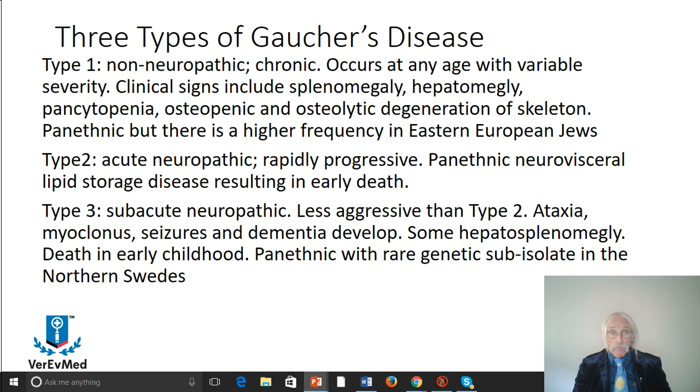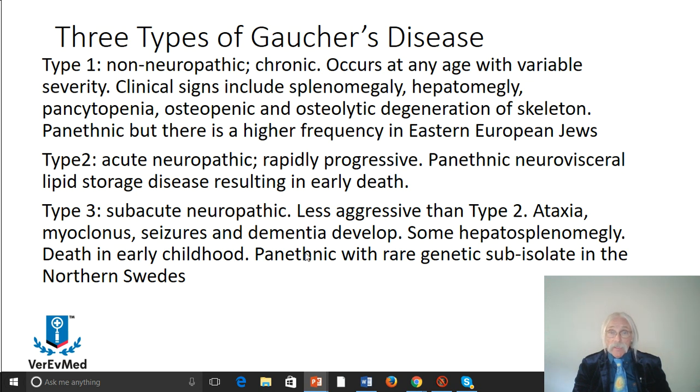Type 3 is known as subacute neuropathic. It's less aggressive than type 2, but basically it's the same kind of disease. Some of the other presentations include ataxia, myoclonus, seizures, dementia also develop in this disease, of course. You get some hepatosplenomegaly. You also get death in early childhood. Usually these kids can make it at least to puberty, but that's not always the case either.